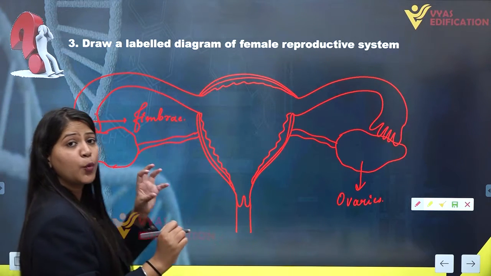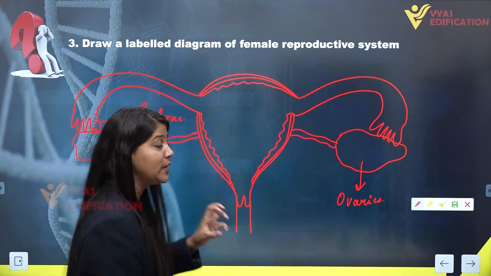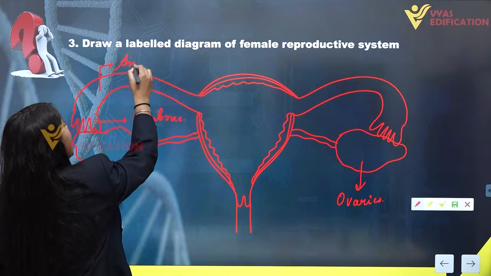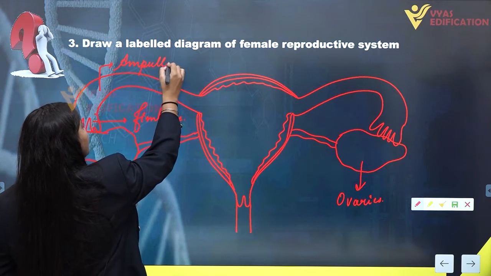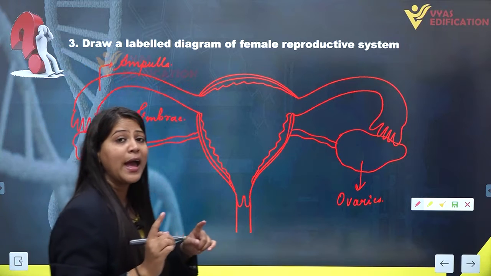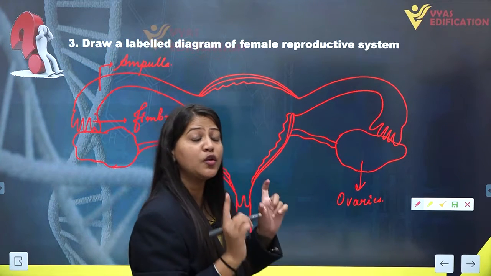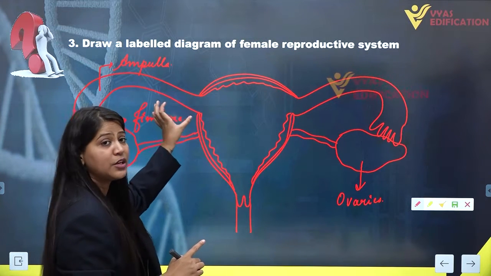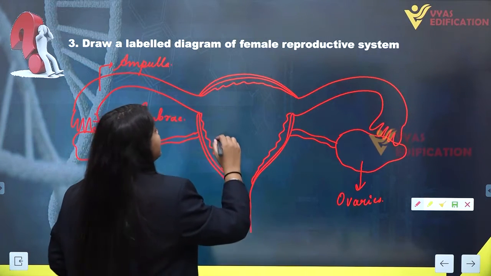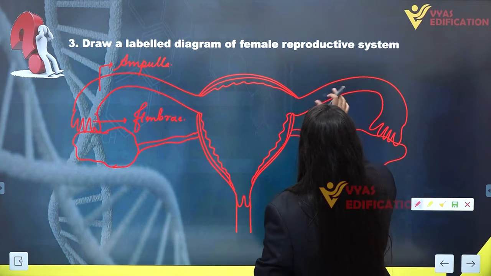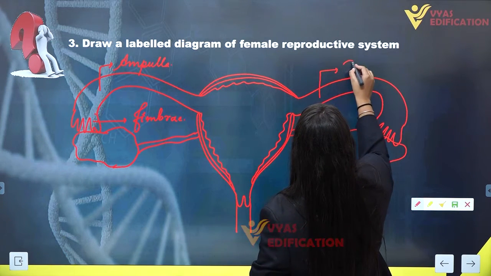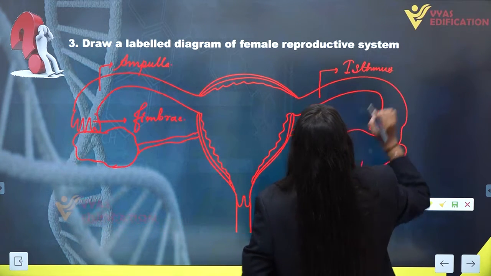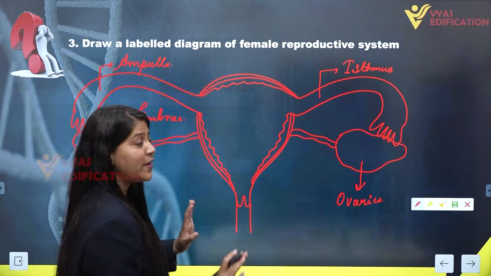Then we have a swollen region inside the fallopian tube. This is the ampullary region, or we can call it ampulla. Then we have the next region which is close to the uterus. That region of the fallopian tube which is close to the uterus is known as isthmus. So I am writing here, this portion is known as isthmus. So we have completed the labeling of the fallopian tube.